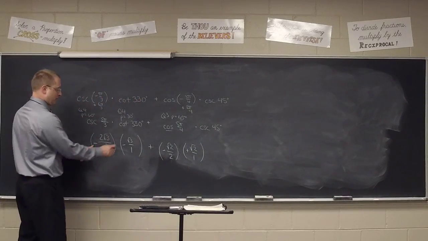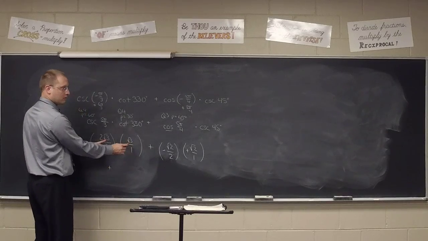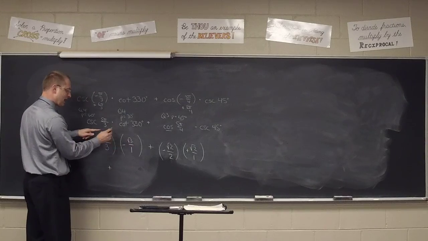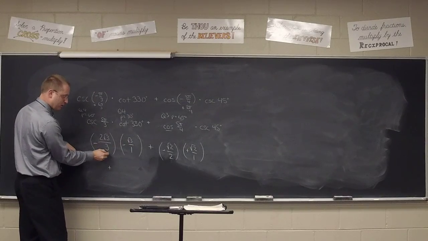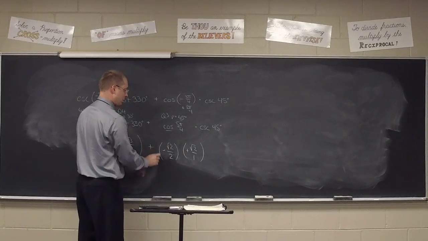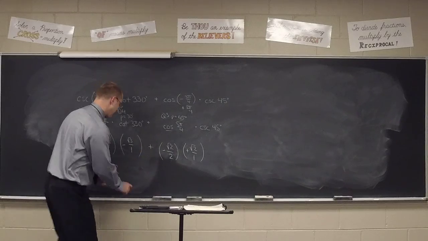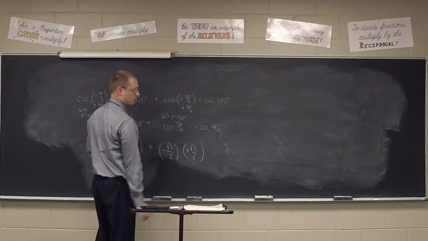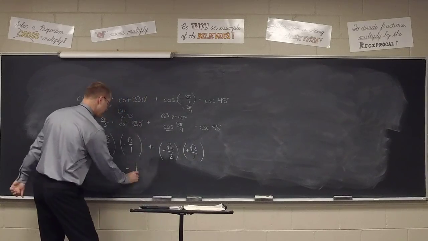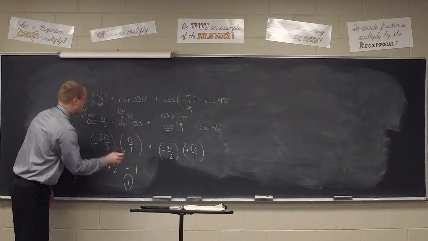All right, here, negative times negative, class. Positive. Square root of 3 times square root of 3 is square root of 9, which is 3, times 2, 6, divided by 3, 2. And then over here, we have plus a negative times positive. Negative times positive is going to be negative, so it's plus a negative. Square root of 2 times square root of 2 is square root of 4, which is 2, divided by 2, 1. So it's going to be 2 minus 1, and so this whole thing is 1.